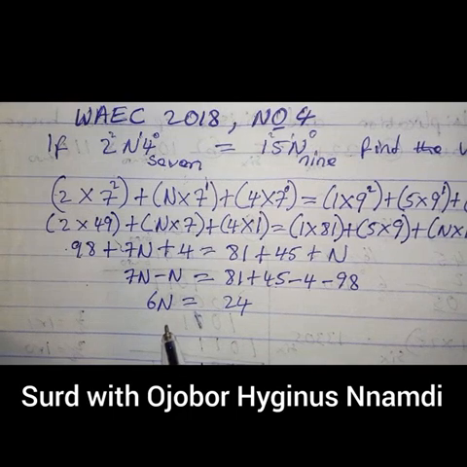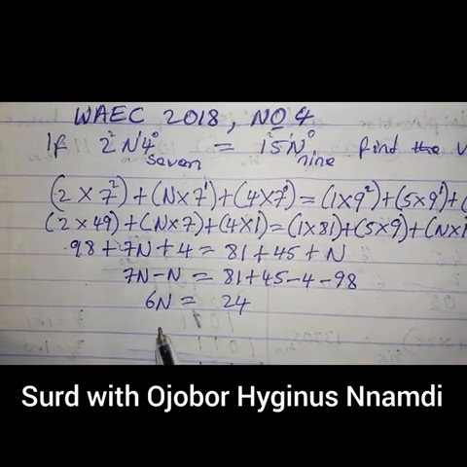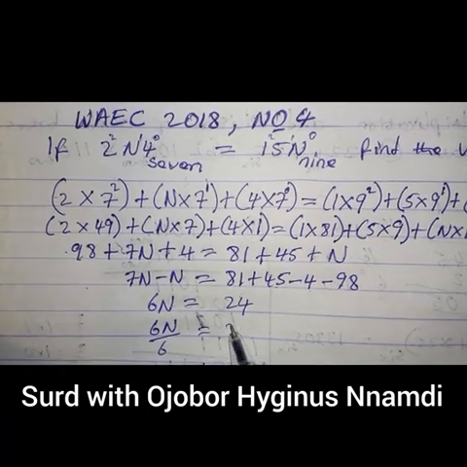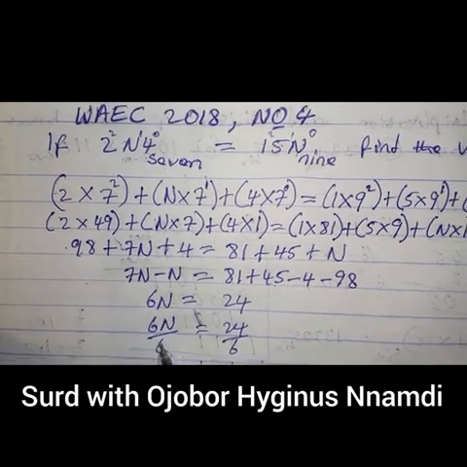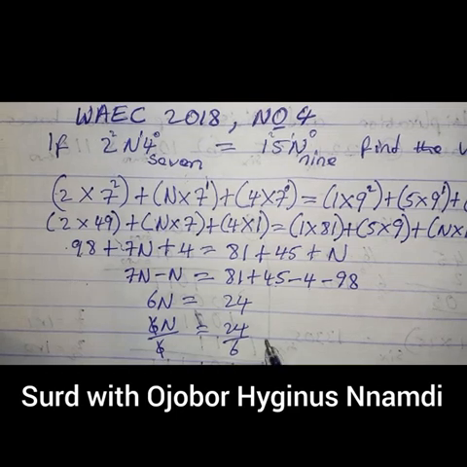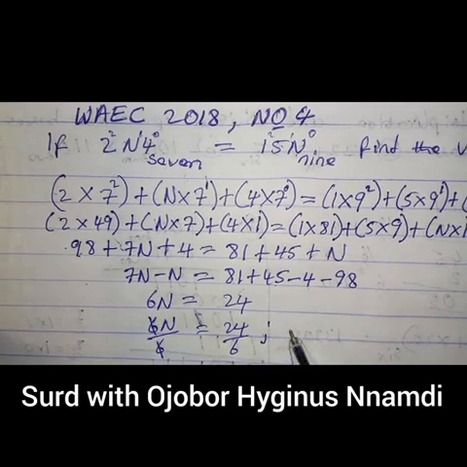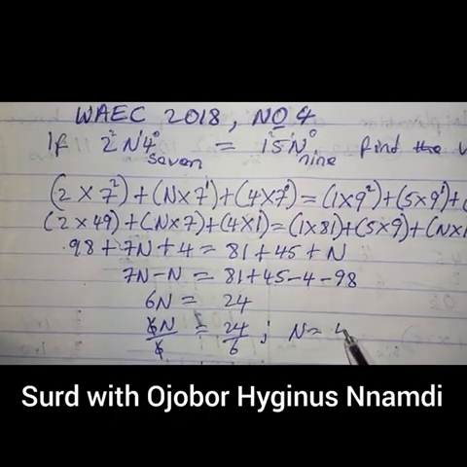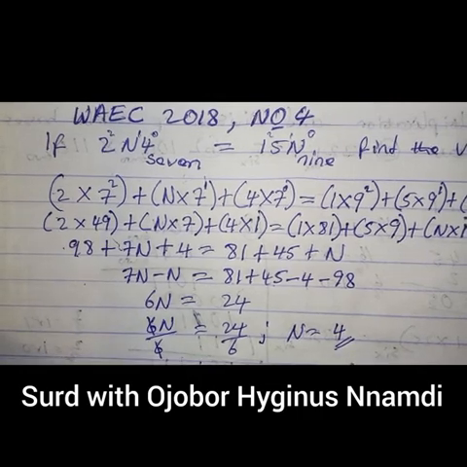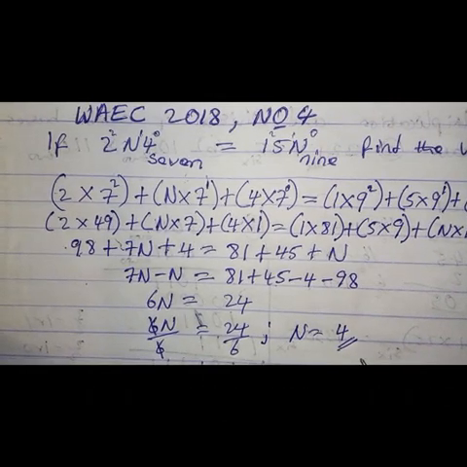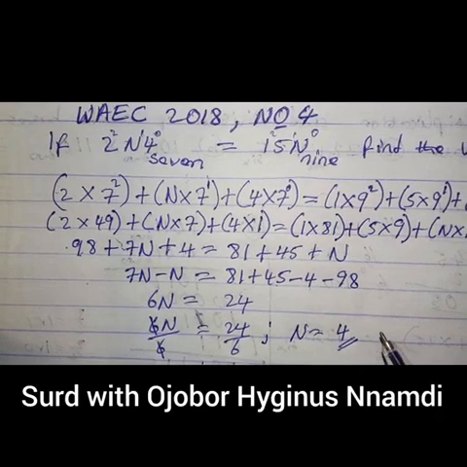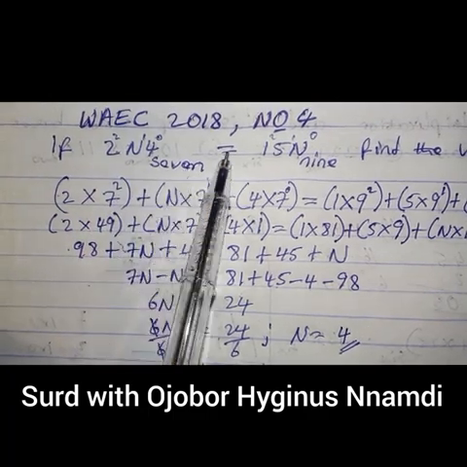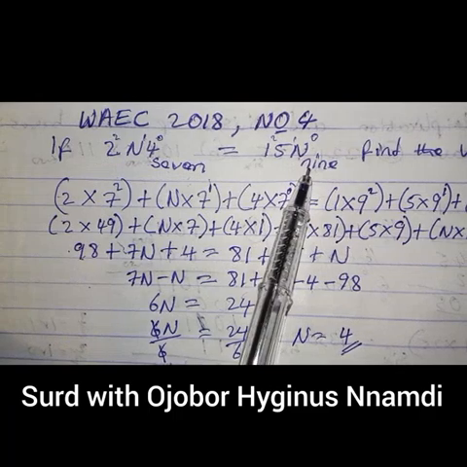Then since we have simplified it to this point, to make n the subject of the formula, we divide both sides by 6, the coefficient of n, which is 6. So that we cancel this 6. And it therefore means that n is equal to 24 over 6, and that is 4. So n is 4, and we've been able to solve this question. This is a WAEC question, and we've solved that. So what it means is that 244 base 7 is equal to 154 base 9.